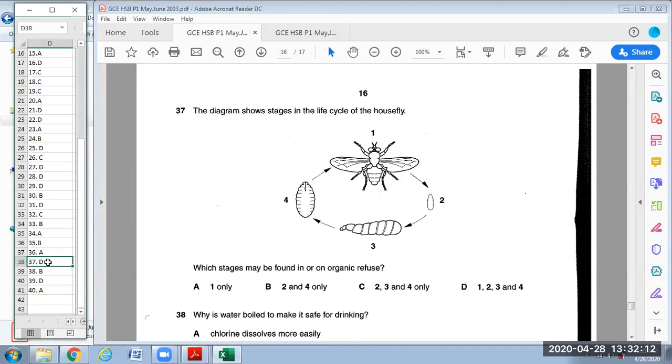37. The diagram shows stages in the life cycle of the housefly. Which stage may be found in or on organic refuse? The answer is D. All of them. So if you notice, if you have some garbage with food, you would realize it will have flies around it, and that fly will lay eggs. And over time, it will hatch into the larva, or the maggots, and then eventually the pupa, and then you have new flies being produced. So all of them are found in organic refuse.